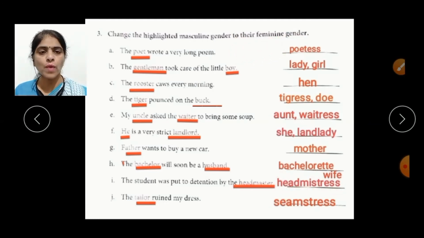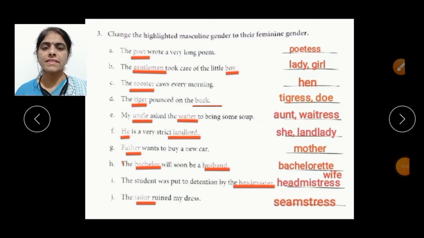Now it's time to have the last sentence. The last sentence is, the tailor ruined my dress. In this sentence, tailor belongs to masculine gender and the feminine gender of this word will be seamstress. So with this, the exercises related to masculine gender and feminine gender are completed. Now let's go to the next slide.